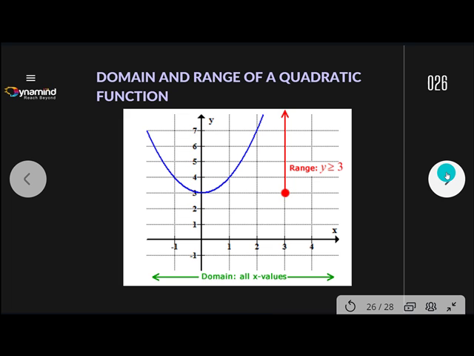This is more clearly expressed here. You see a graph and you see the minimum value achieved is 3, but it can have any x on the negative side and any x on the positive side. So the domain is all x values, and the range is y greater than or equal to 3.